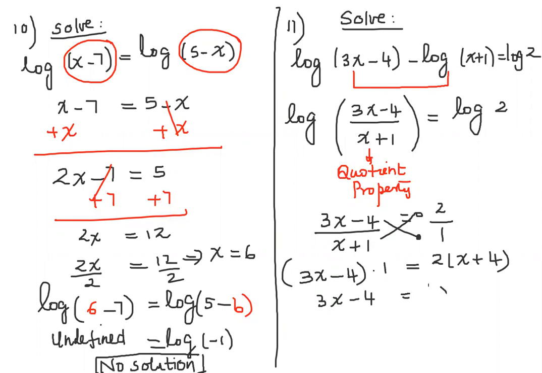We get 2x plus 8. And then subtract 2x both sides. So we get x minus 4 equal to 8. So x is going to be, sorry, there's a mistake I made here. It's 1, I put 4. So this is going to be 2. So we get x equals 6.